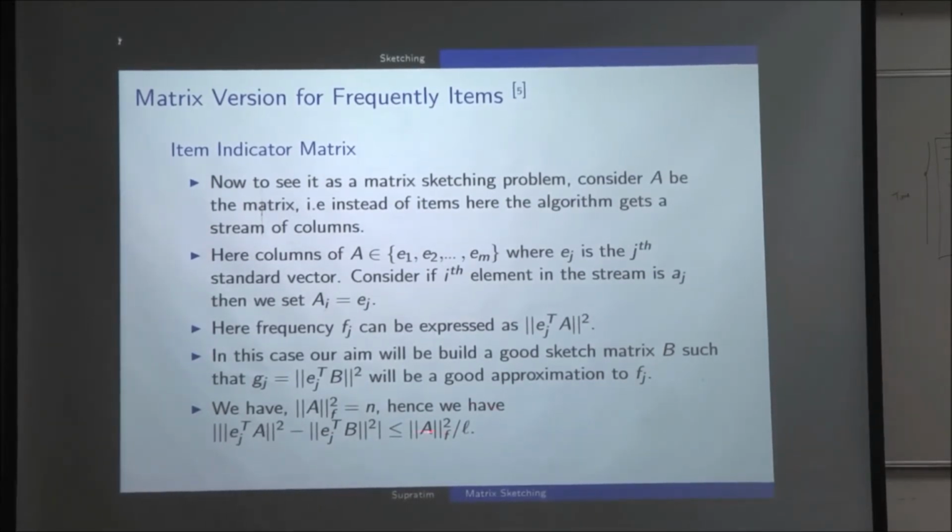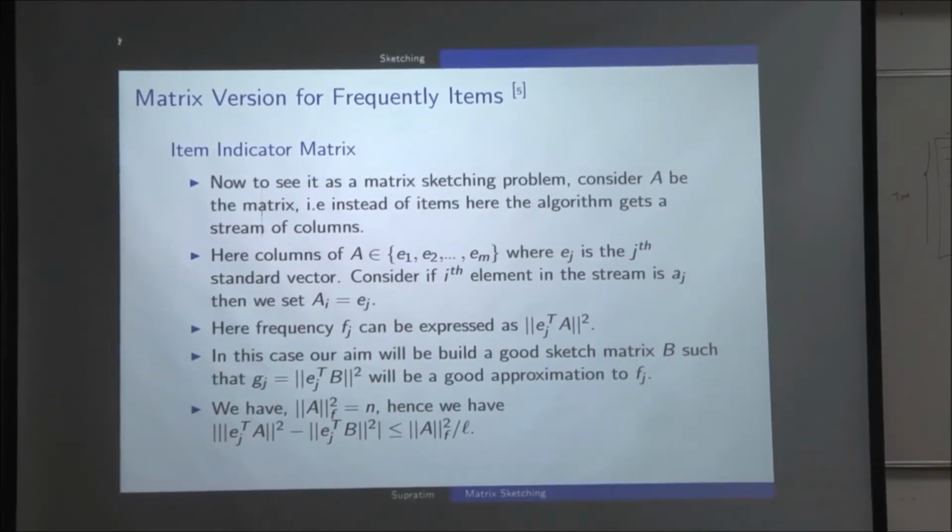So over here our n would be the Frobenius norm of A, because A is the matrix of all the columns that we are getting in the stream, and every column has only one non-zero entry because it is a standard vector. The ith standard vector is nothing but all 0 except the ith row, which will be 1. So the Frobenius norm will certainly be n over here. In that way we can represent this frequent item problem in this matrix version as well.